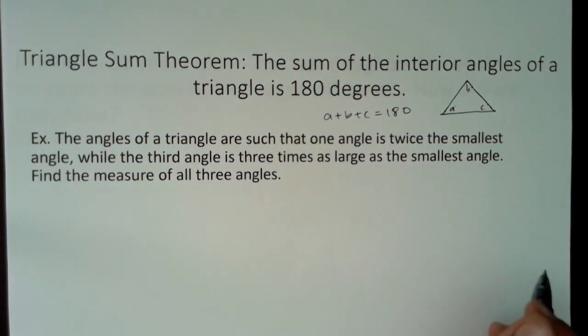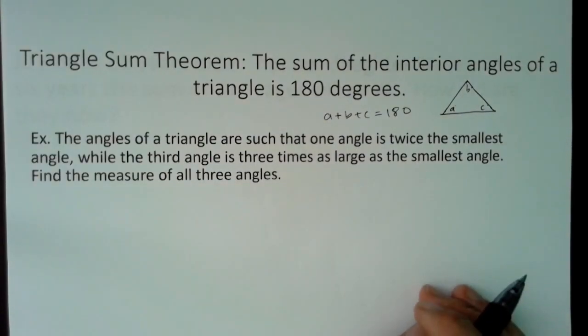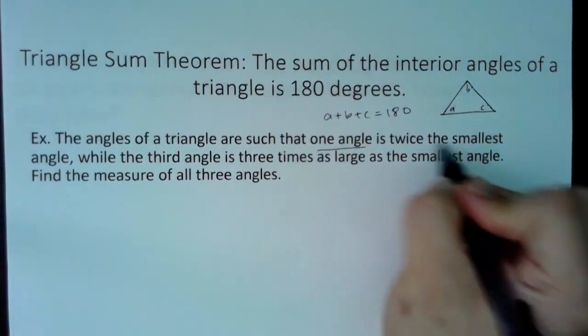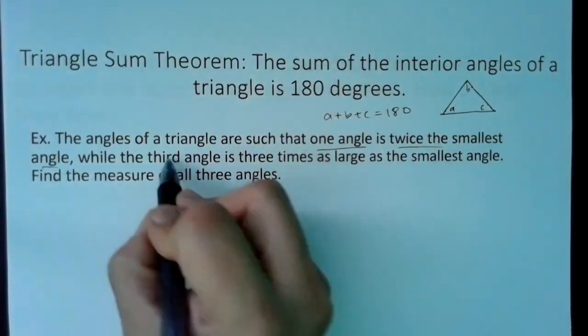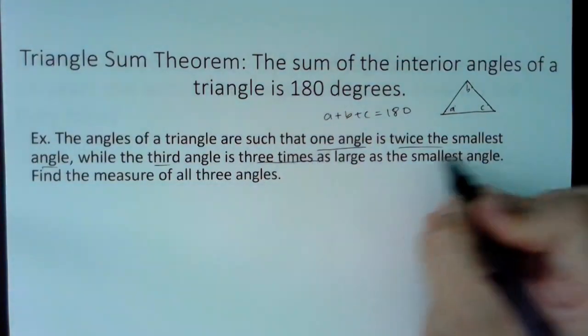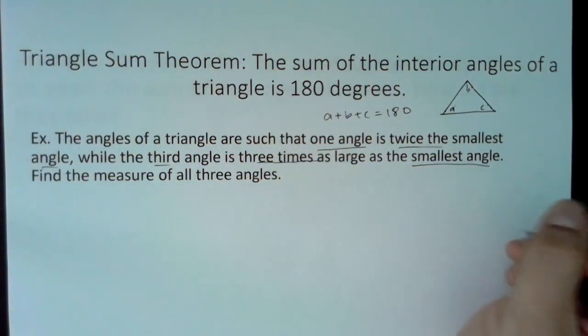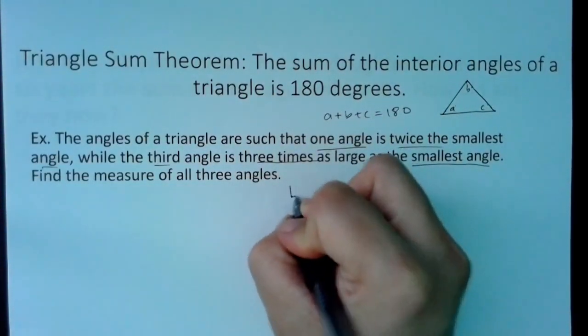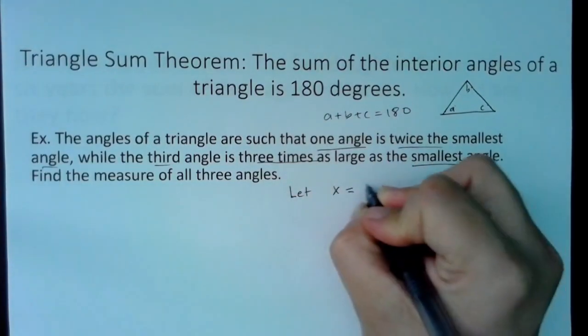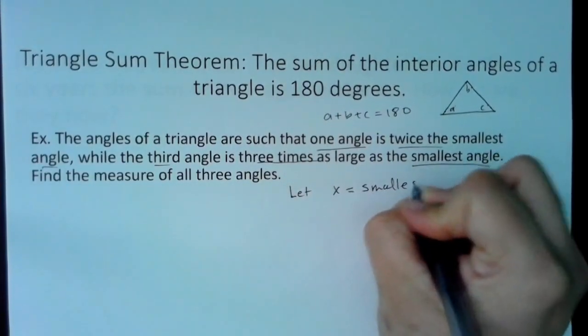So now we have 3 angles. So the angles of a triangle are such that one angle is twice the smallest, while the third angle is 3 times as large as the smallest. So let's find the measure of all 3 angles. So why don't we let x equal the smallest angle?